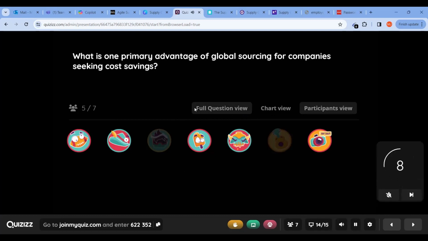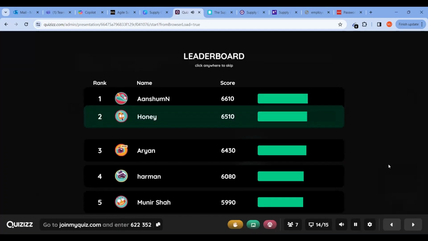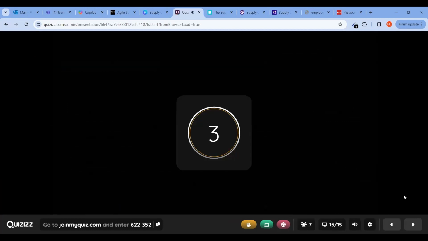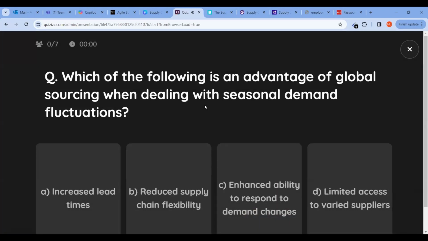So what is one primary advantage of global sourcing for companies seeking cost savings? Access to lower cost labor and materials. So which of the following is an advantage of global sourcing when dealing with seasonal demand fluctuations?